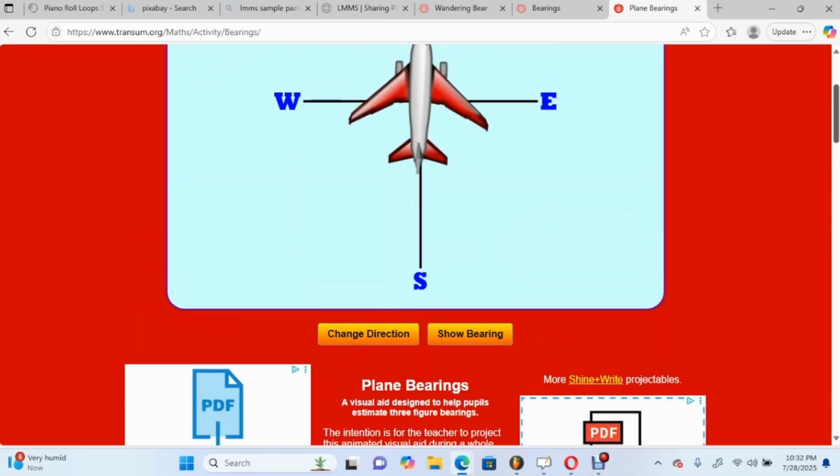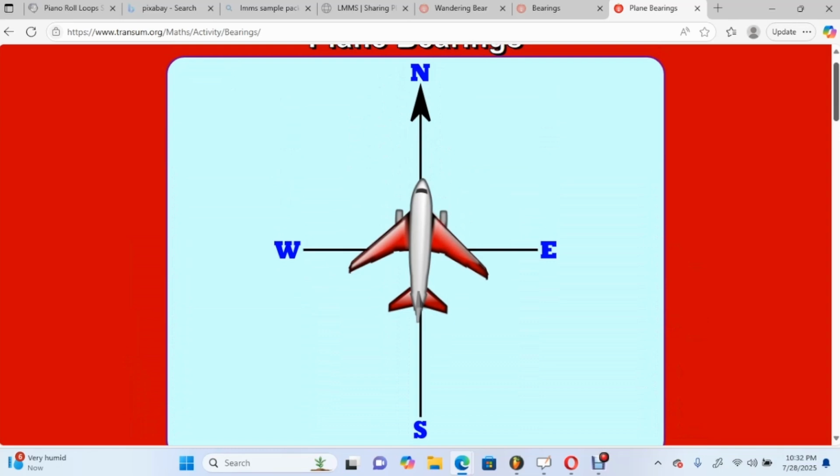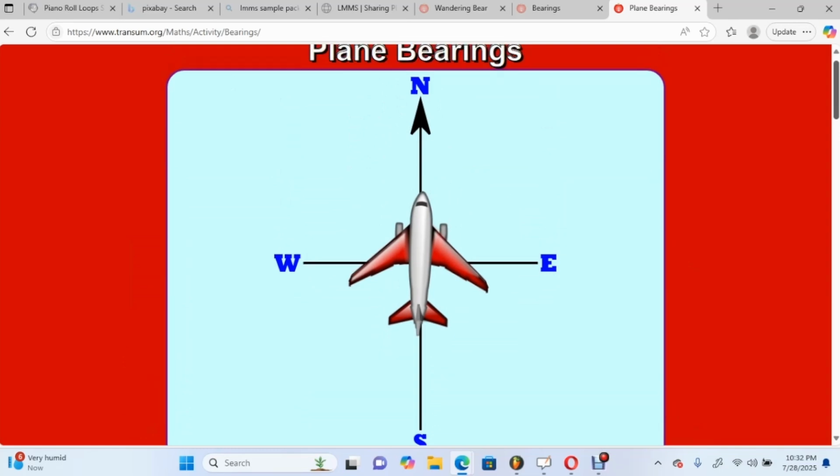I've changed it now. It's pointing somewhere to the north. But look at the picture carefully. Is it facing north? It is tilted slightly from the north, right? What will be your answer?